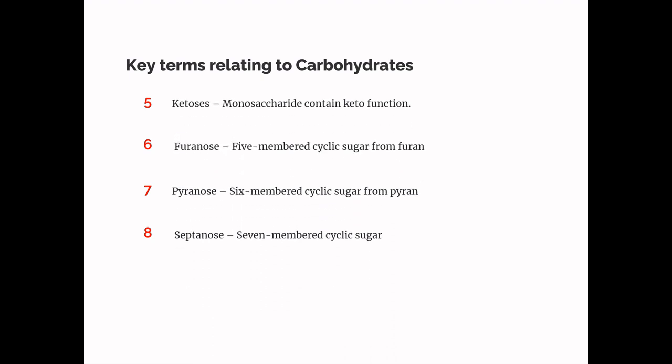Ketoses refers to monosaccharides that contain a keto function. And furanose refers to a 5-member cyclic sugar which forms a furan ring. Pyranose refers to a 6-member cyclic sugar which forms a pyran ring. Septanose refers to a 7-member cyclic sugar.